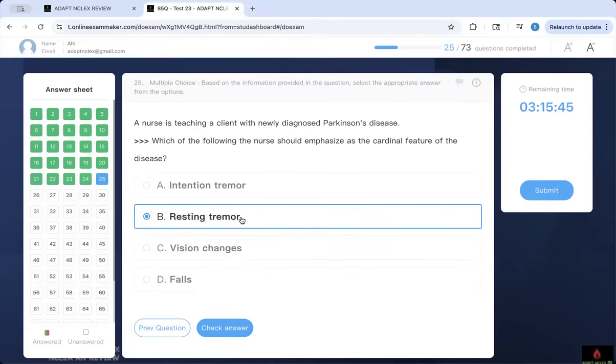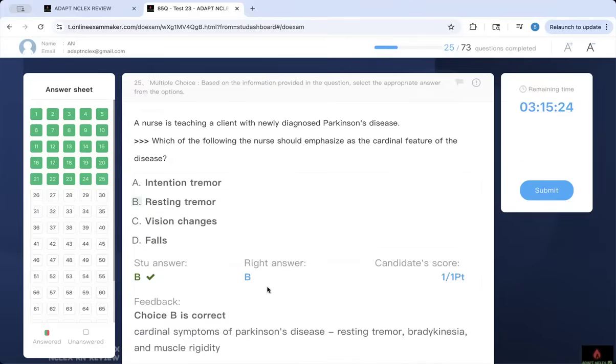Resting tremor, pill-rolling, resting tremor, rigidity. When they don't want to move, their hand is already shaking. Intentional tremor is what everybody does. Sometimes you move your hand and you have a tremor, that's intentional. But resting is when you don't do anything and you see the tremor. Vision changes are not classic. They may fall, but that's not the major problem.